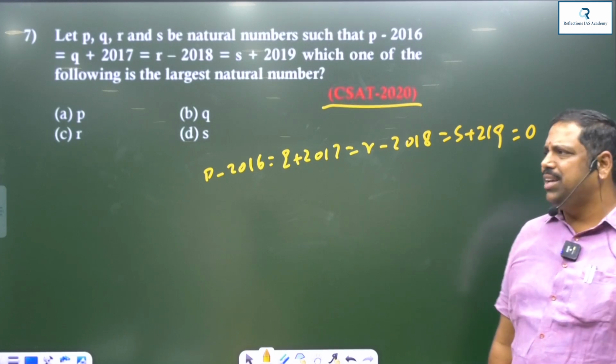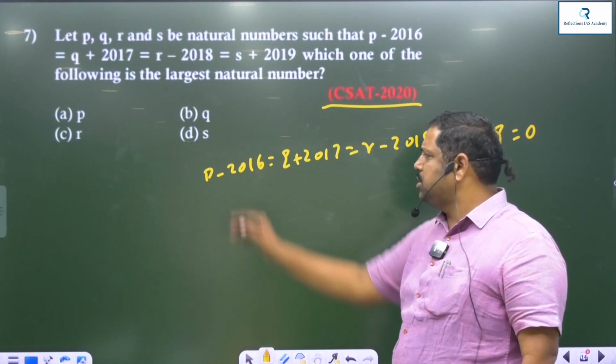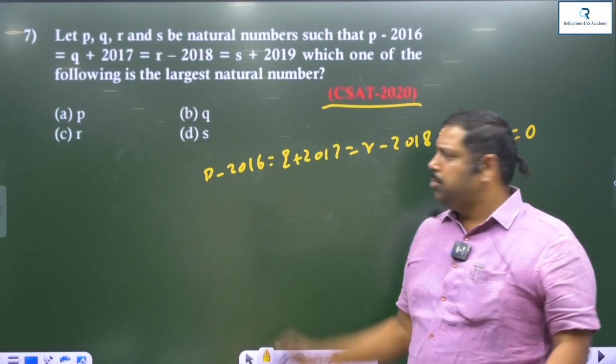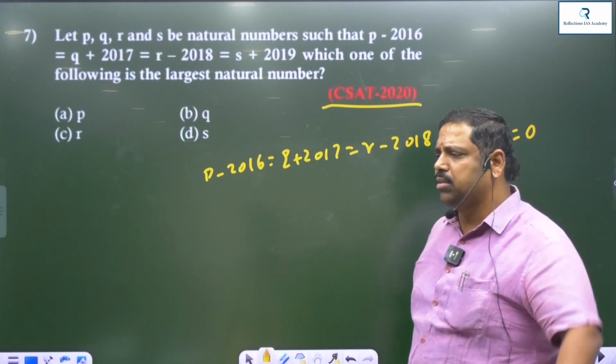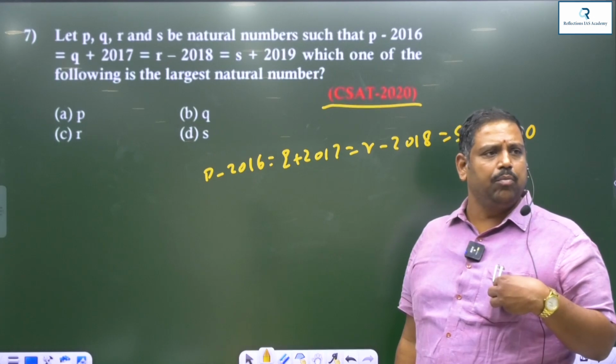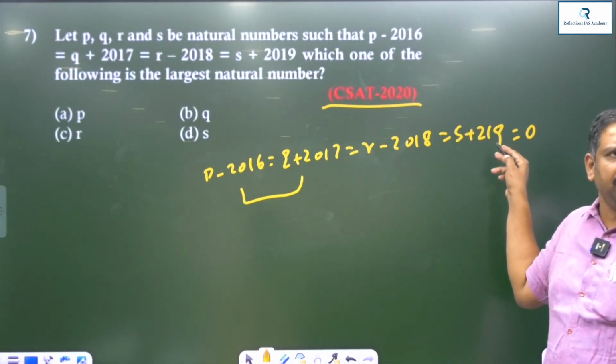Okay. The other way is, here observe the minus. Suppose P, Q, R and S are the money in my pocket. Minus means I am spending some money. Plus means I am taking some money. Yes or no? Observe these two. Means already I have given the simple procedure for you, right?